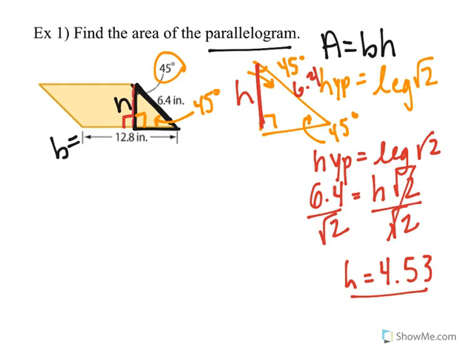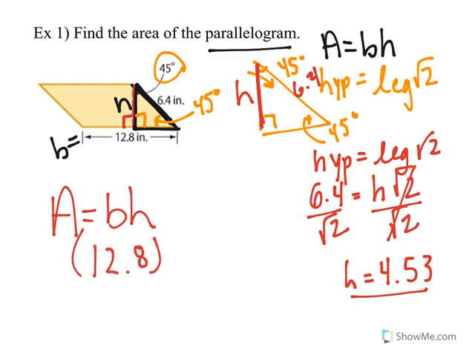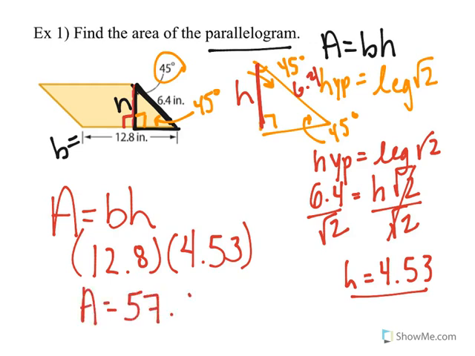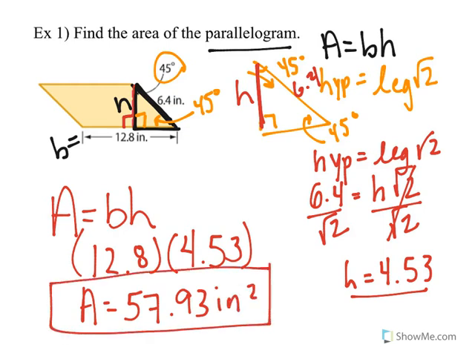So now that I have H, I have the base, and I have the height. So now all we're going to do is plug in area equals base times height. Base is 12.8. Height is, in this case, 4.53. So our area is going to be 57.93 inches squared. Okay? So they can be long problems, but they can be quick.